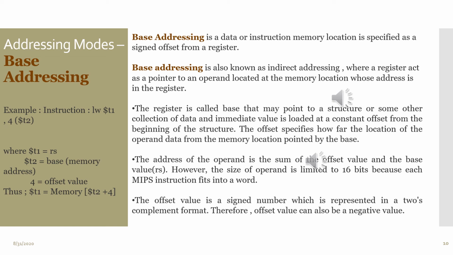However, the size of the offset is limited to 16 bits because each MIPS instruction fits into a word. The offset value is a signed number represented in 2's complement format. Therefore, the offset value can also be negative.